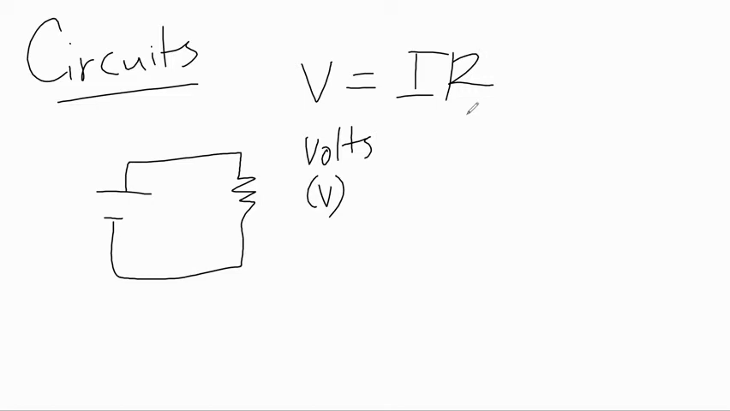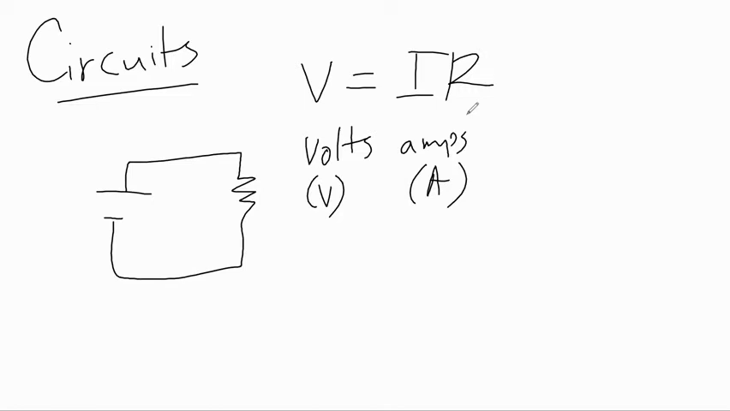The current of a system is in units of amps, or amperes. You might either write down just amps, or you can write it with the capital letter A. And this is the rate at which a unit of charge moves through a circuit per unit of time. So an amp is pretty much a coulomb per second.